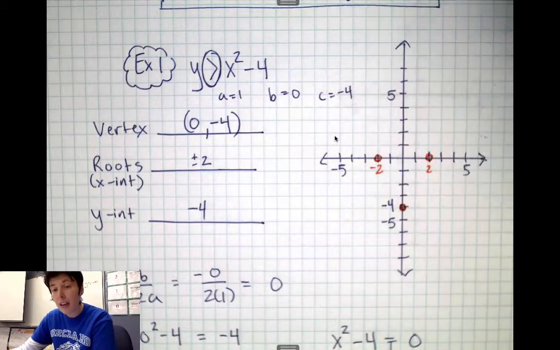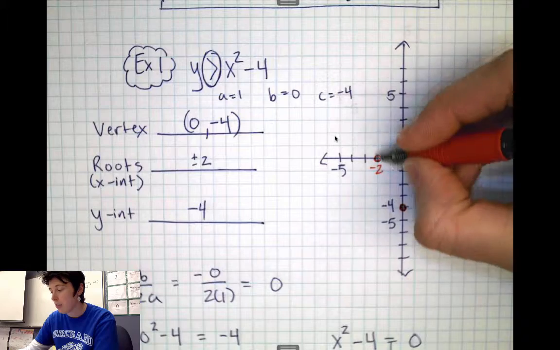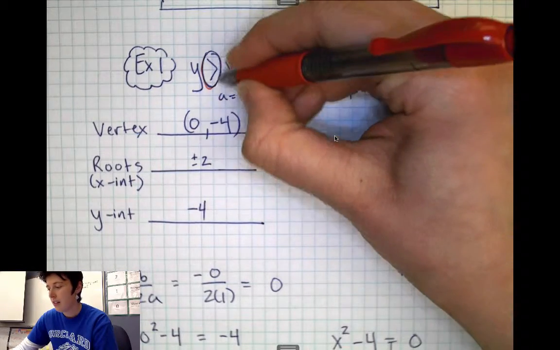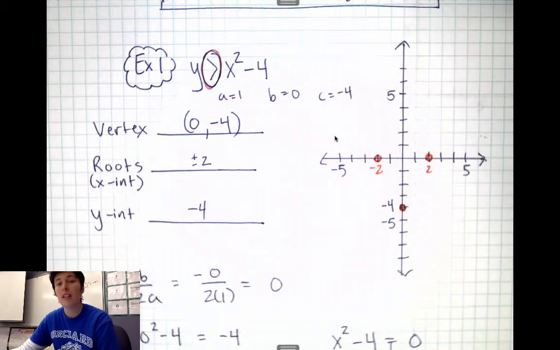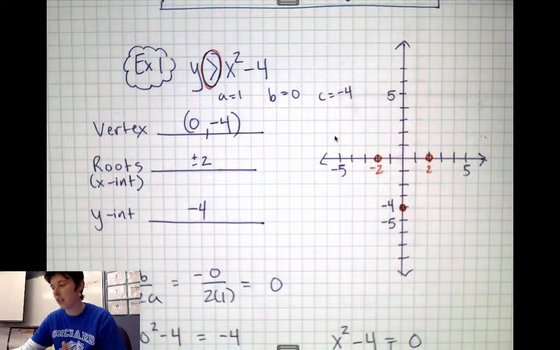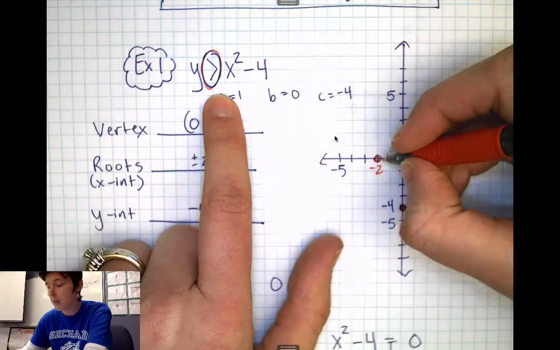Now, typically out of habit, I just start connecting the plotted points and making this smooth curve. But hang on a sec, it's an inequality. So I have to determine, do I connect it with a solid curve or a dotted curve? And in this case, there's no equal sign. So it's all going to be dotted.